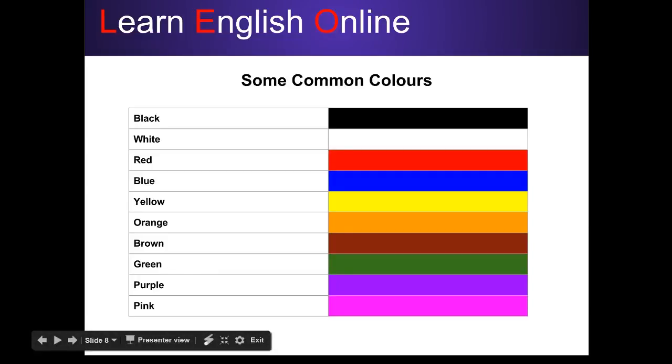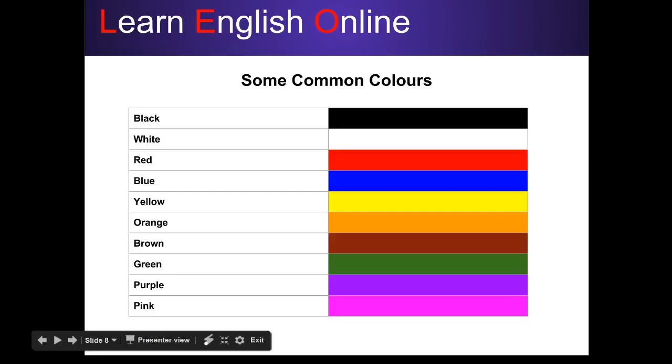Then we've got red, blue, yellow, orange, brown, green, purple and pink. There are many other colours, mixtures of colours. These three colours make all these colours. We have primary, tertiary, secondary colours. We won't worry too much about that today. We just learn the names, okay?